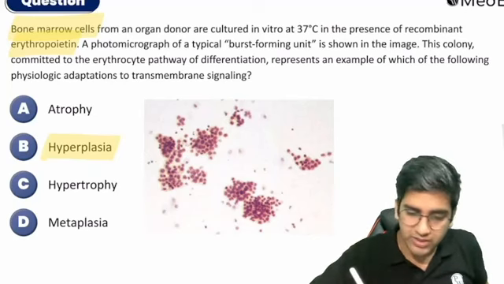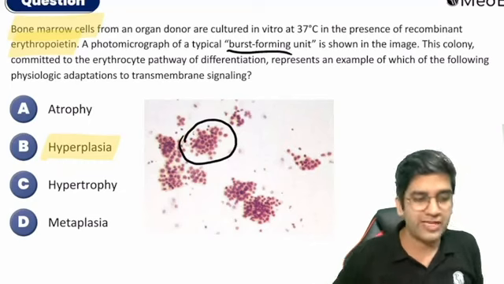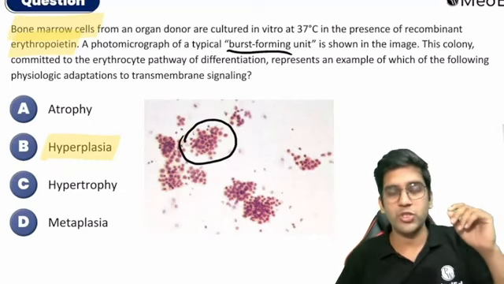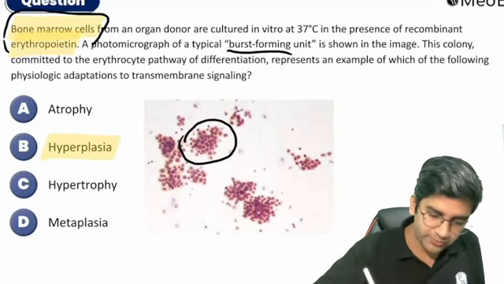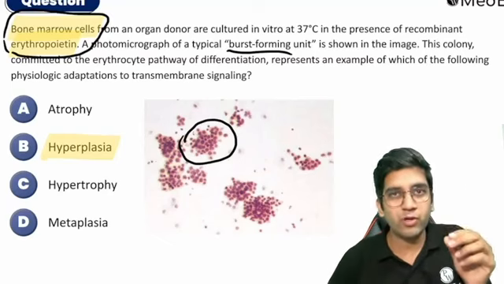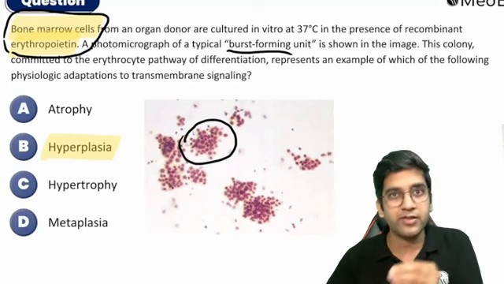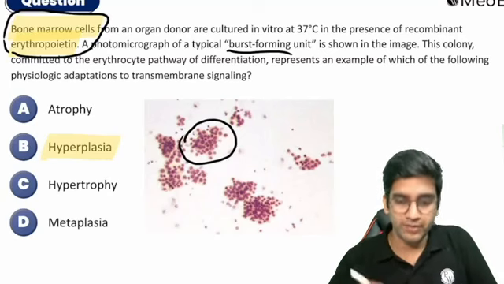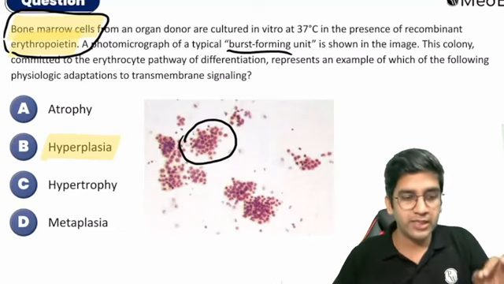Even if you look at the images, these images are called burst forming units or blast forming units. We'll read them when we come to hematology. But for me here to solve an MCQ, these two are more than enough. I'm giving erythropoietin, and the only way a bone marrow responds to erythropoietin, which is the growth factor, is growth, hyperplasia. It's not atrophy, it's not hypertrophy, it's not metaplasia. Right? It's a very, very simple thing.